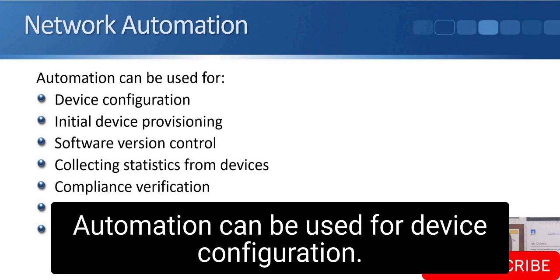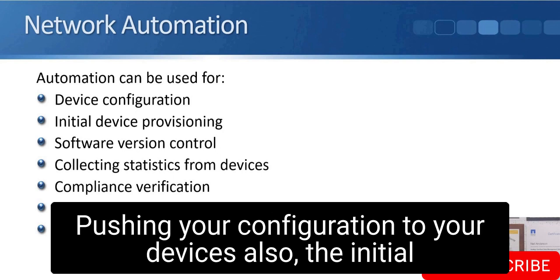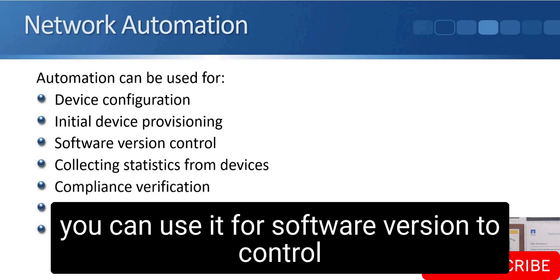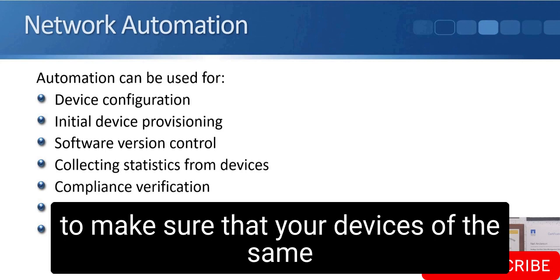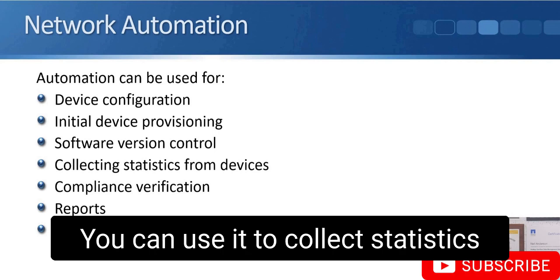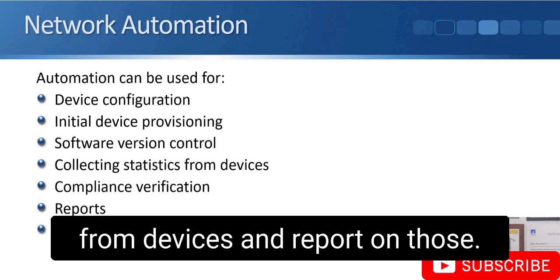Automation can be used for device configuration, pushing your configuration to your devices, also the initial device provisioning when it first comes from the factory. You can use it for software version control to make sure that your devices of the same types are running the same software version on there. You can use it to collect statistics from devices and report on those.